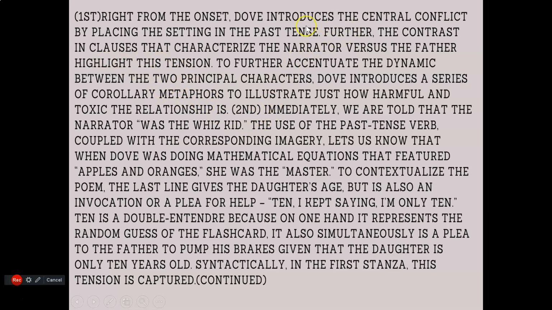So let's see. We talked about how the conflict and the setting all get captured with this syntactical maneuver, right?